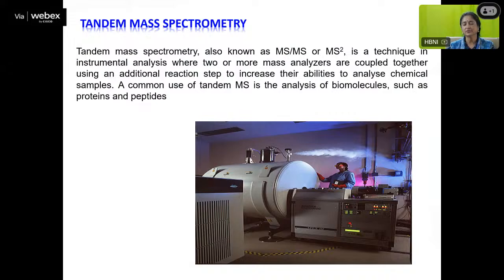Now the tandem mass spectrometer. Tandem mass spectrometry, also known as MS/MS or MS squared, is a technique in instrumental analysis where two or more mass analyzers are coupled together using an additional reaction step to increase their ability to analyze chemical samples. A common use of tandem mass spectrometry is the analysis of biomolecules such as proteins and peptides.